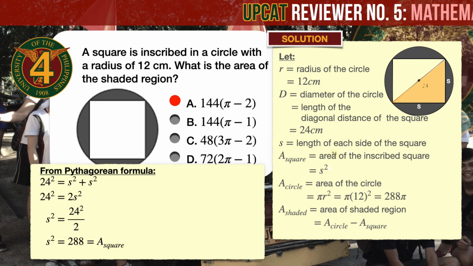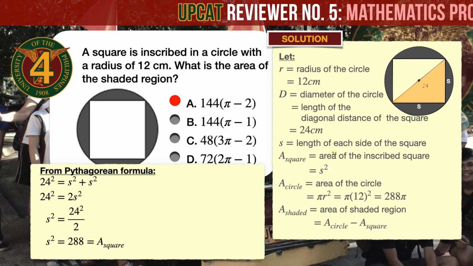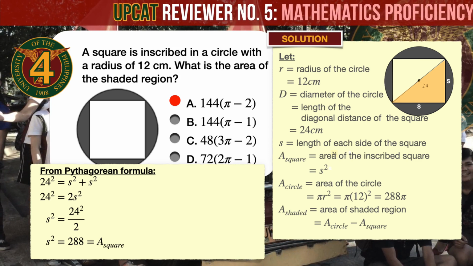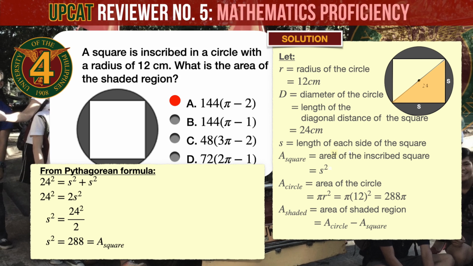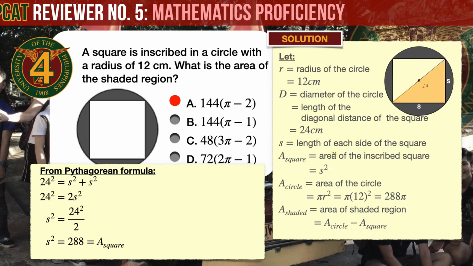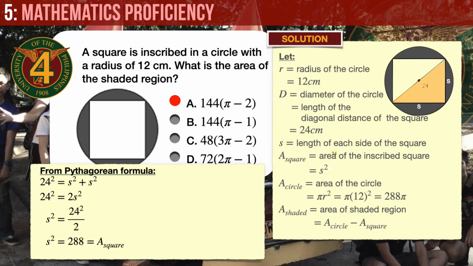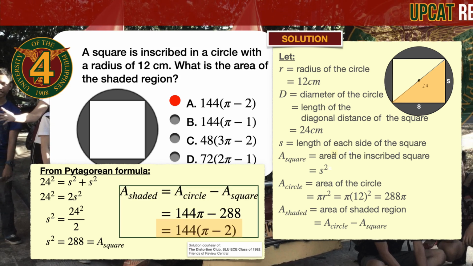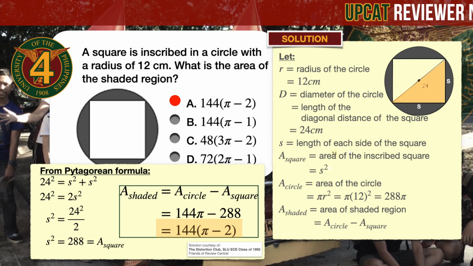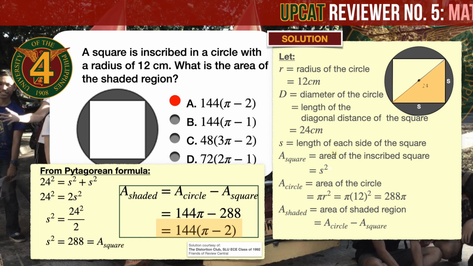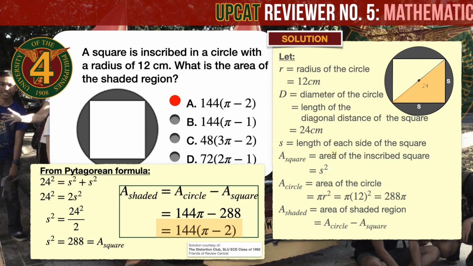From the Pythagorean formula, 24 squared is equal to S squared plus S squared. From here we can compute for the value of S squared to be 288. S squared also happens to be the area of the inscribed square. So now we can finally solve for the area of the shaded region and arrive at 144 times the quantity pi minus 2 as the correct answer.